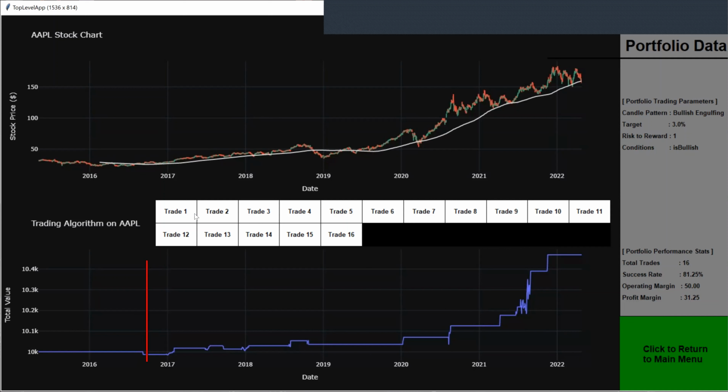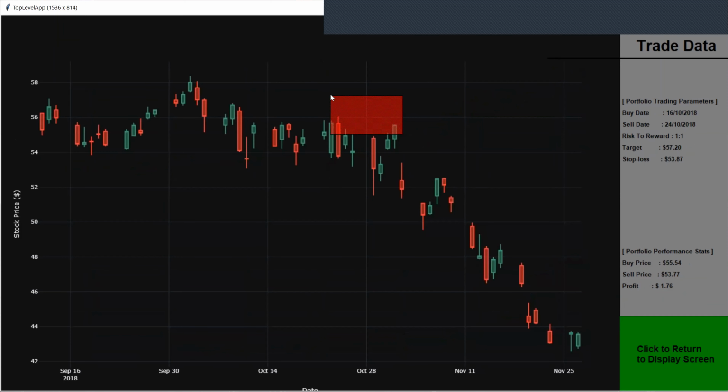So if we look at the trades, if we hover over these, we can see the individual trades that the algorithm makes. So if we look at this trade, we can see that we would lose money on here because the portfolio goes down. So yeah, it is a red trade. So we bought around up here and sold here. And on the right, we can see the specific data. So our target at 57, stop loss at 53, buy price 55, and sell at 53. So with a profit of negative almost $2.